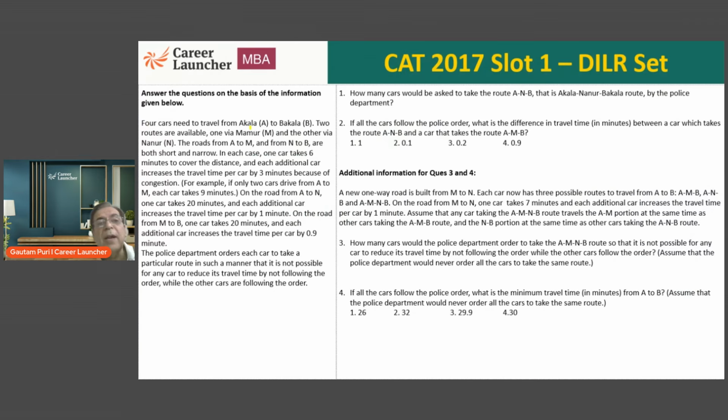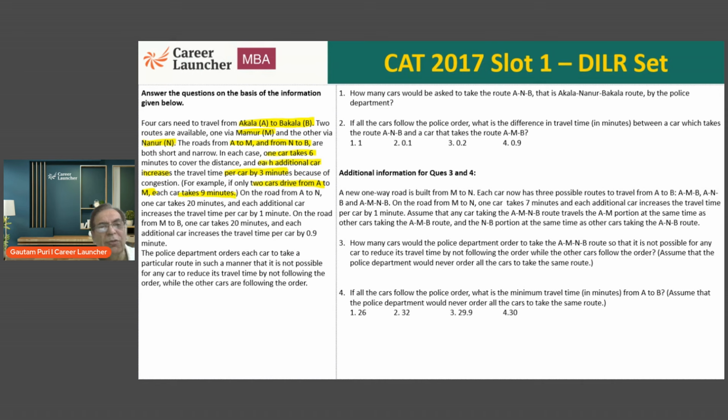Okay, 4 cars need to travel from A to B, Akala to Bakala. 2 routes are available, one via M, other via N. The roads from A to M and N to B are both short and narrow. In each case, one car takes 6 minutes to cover the distance, and each additional car increases the travel time per car by 3 minutes because of congestion. For example, if only 2 cars drive from A to M, each car will take 9 minutes.